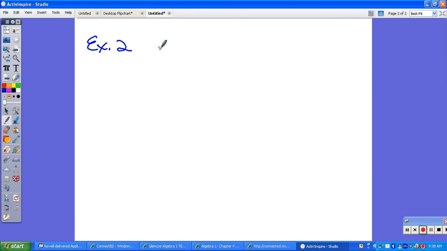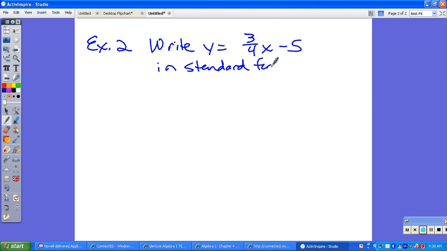Okay, so on example 2, we want to write y equals 3/4 x minus 5, and we want to put it in standard form. Now, in order to do that, you have to remember what standard form is. So that's ax plus by equals c. So x and y are on the same side. So when I take this problem, and when you do this, you should have what we call integer coefficients. In other words, there shouldn't be any fractions. So what I would do first, and I'm honestly a big proponent, I don't care if it's negative, but some people don't like that.